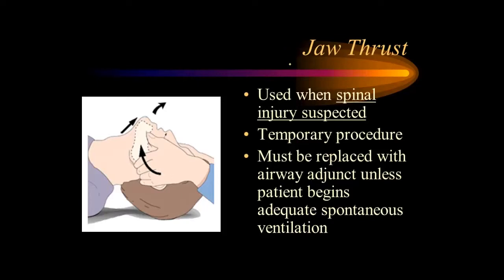The other technique that I'm going to talk about is the jaw thrust. And this is a technique that we use to open the airway in patients who have a possible spinal injury. It's not just when a spinal injury is suspected, it's anytime there's a possibility of spinal injury. Again, this is a temporary procedure, just like the head tilt chin lift, and you need to replace it with some sort of airway adjunct unless the patient begins spontaneous ventilations.